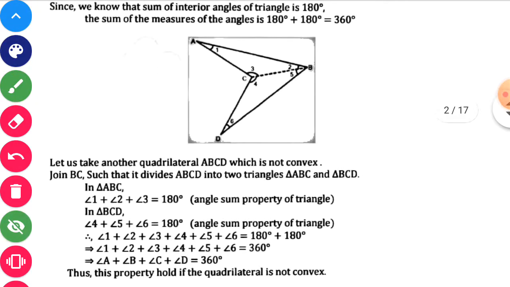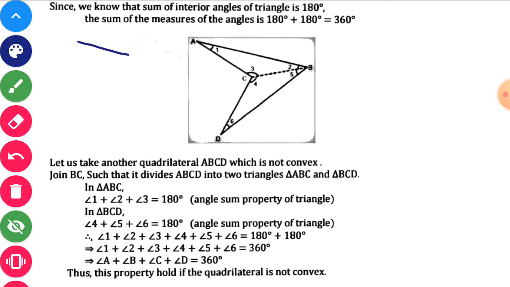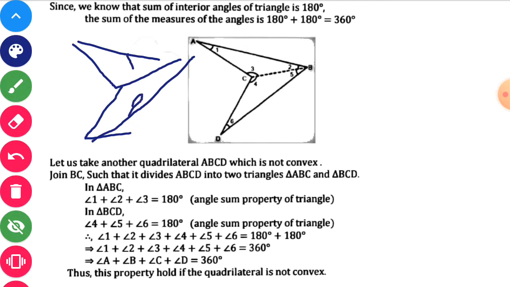So what you have to do? You have to divide this quadrilateral into two parts. This is the first and this is the second part. And you can see both the parts looks like a triangle, first and second one. Once again you can use the angle sum property of triangle because here two triangles formed this way. This is the first one and this is the second one.